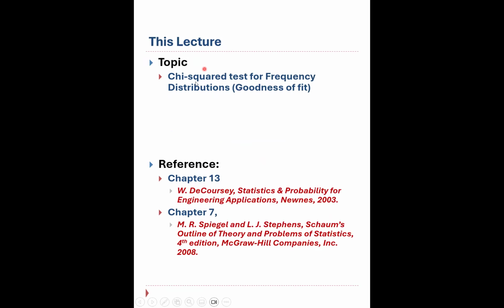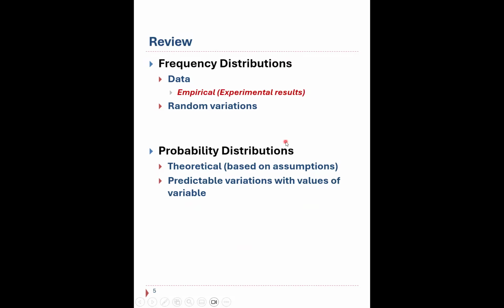The only topic I would like to discuss here is the chi-square test for frequency distributions. This is from chapter 3 of our reference book by Professor William J. D. Corsi. And also from chapter 7, there are good examples in the book by Professor Murray Spiegel and Larry J. Stephens. So here is a review of the frequency distributions, which are generally discussed in the very early topics of a probability and statistics course.